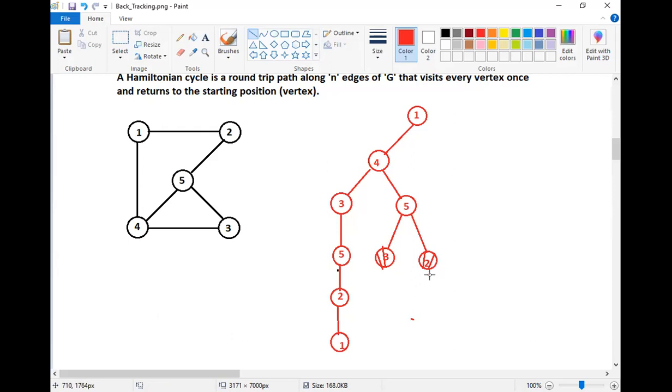Backwards. So from 2, I will come back to 5. From 5, I will come back to 4. Are there any other possibilities from 4? No. Then come back to 1. From 1, where else can I go? 2.